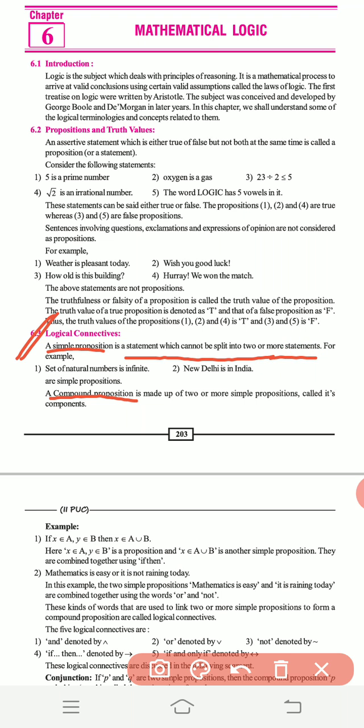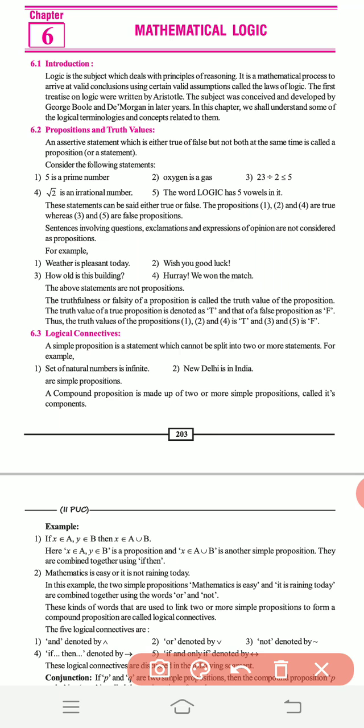A simple proposition is a statement which cannot be split into two or more statements. Which means what? It contains only one statement. For example, the set of natural numbers is finite. It is only a single statement. We cannot split it into two or more. Next, second example, New Delhi is in India. These two statements cannot be split into two or more statements. Therefore, these two are considered simple propositions.